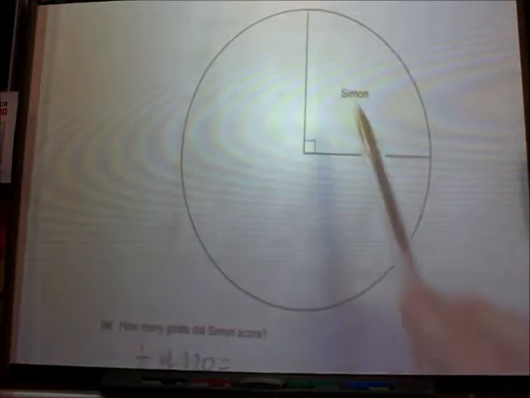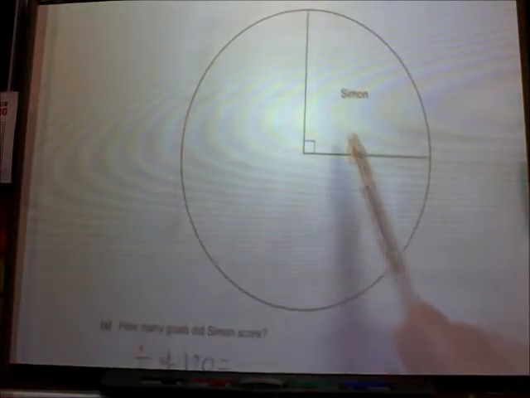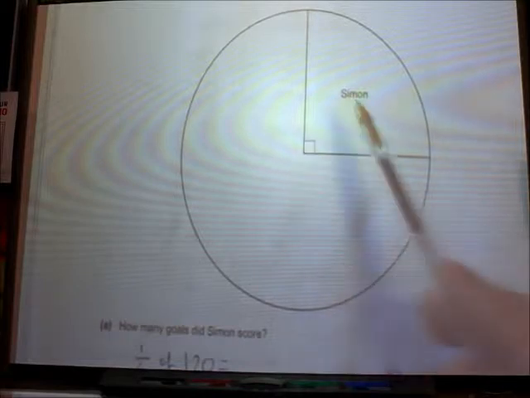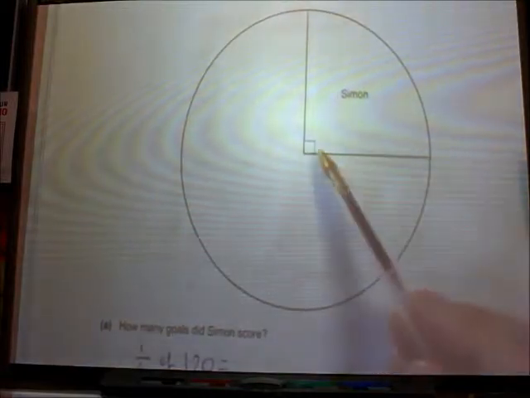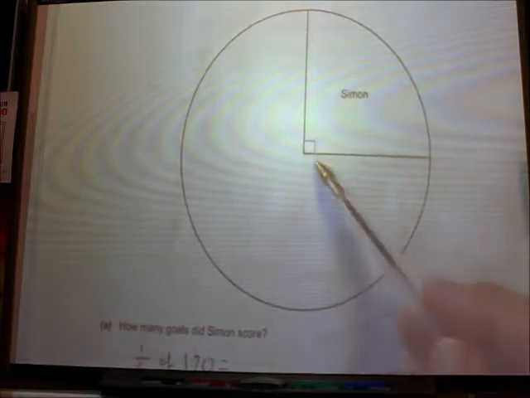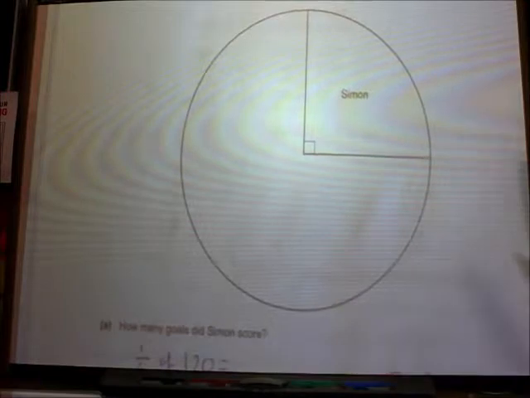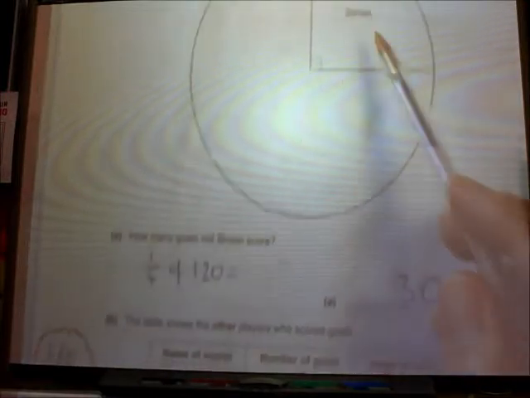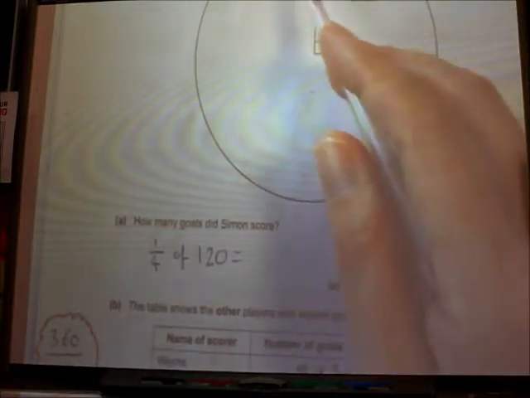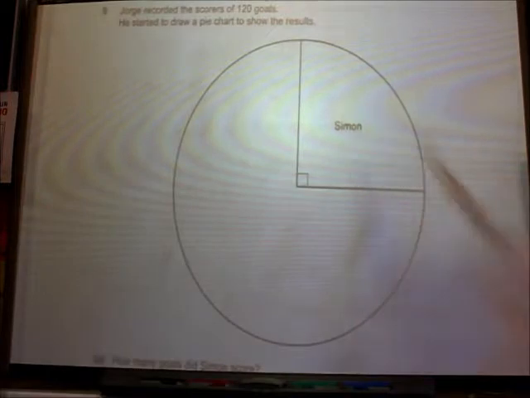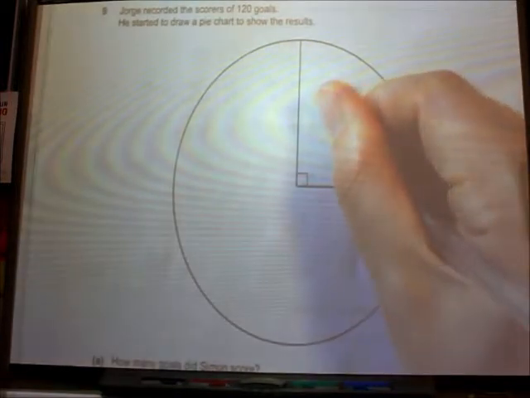Right, you need to recognise that this is 1/4 of the circle, and the bit that tells us that is a right angle, and obviously, hopefully you know that that's 90 degrees, and in a full turn you can get 4 right angles, 4 lots of 90 degrees. So you need to work out 1/4 of 120 goals, which is 30 goals. So Simon got 30 goals. If you want, you can write it in there, 30 goals.